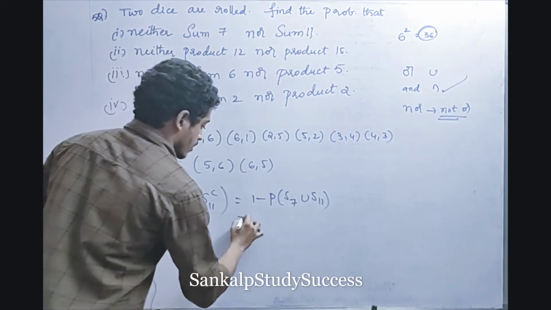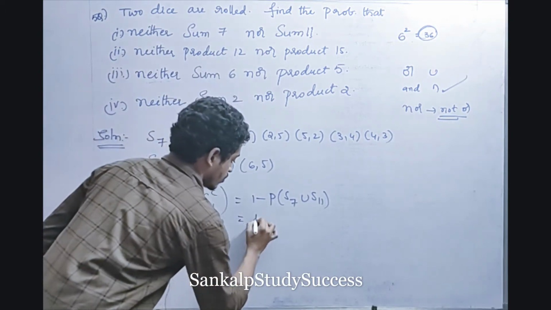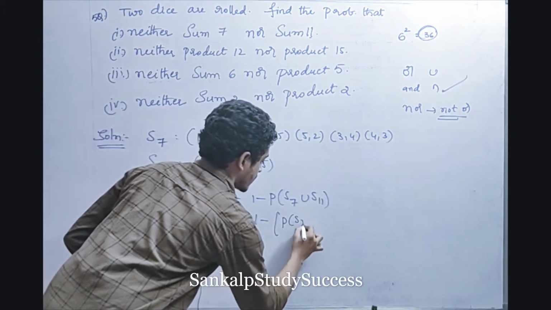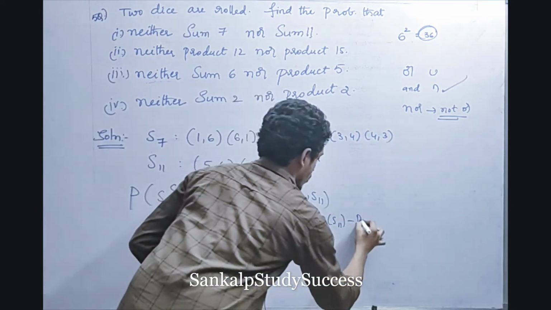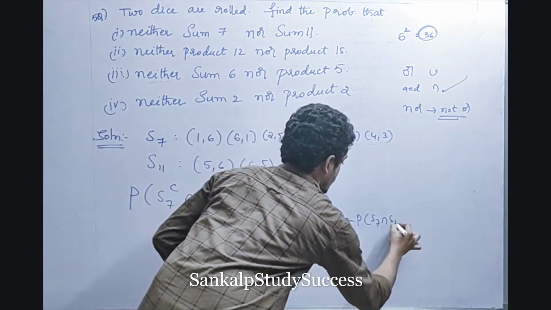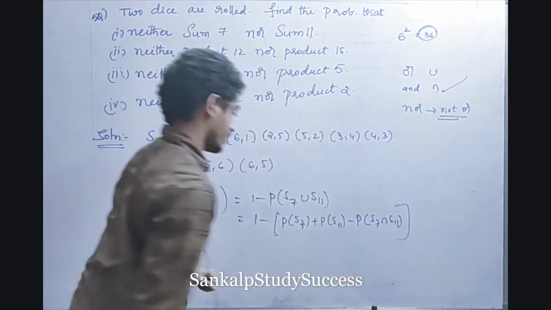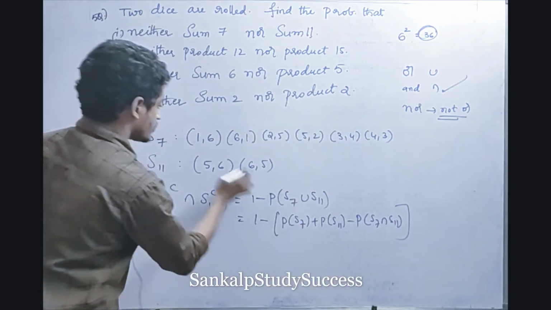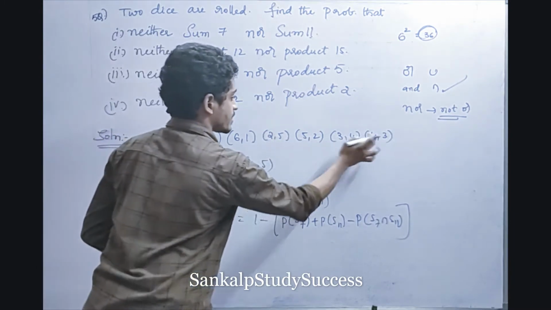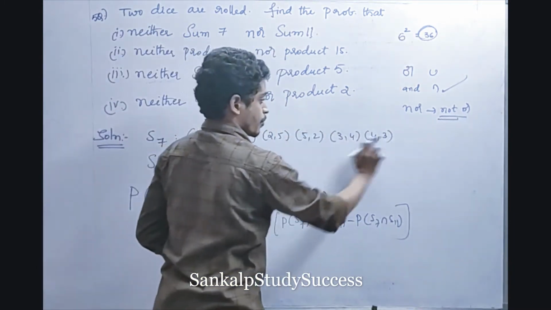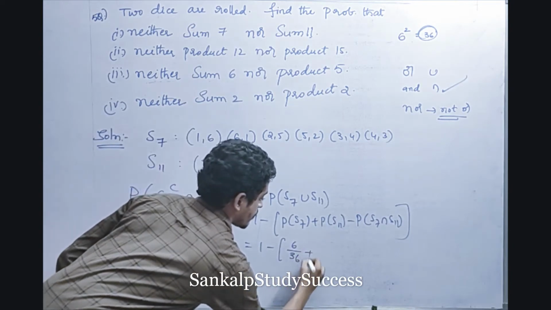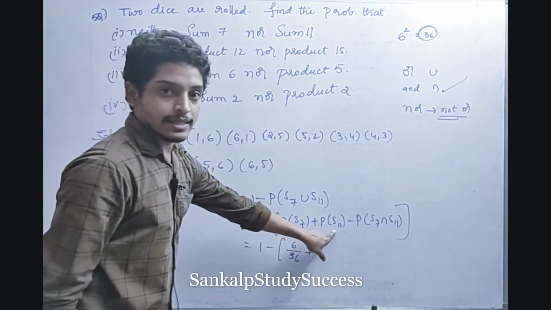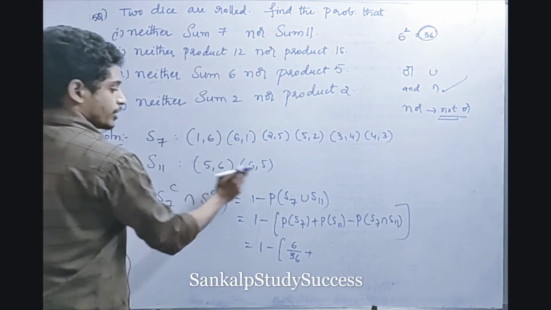In the sense, now we have to use the addition theorem here. 1 minus P of S7 plus P of S11 minus P of S7 intersection S11. Yes or no? Now, what is the probability of getting sum 7, friends? 1, 2, 3, 4, 5, 6. Out of 36, 6 possibilities are there. So 1 minus 6 by 36 plus, what is the probability of getting sum 11? Out of 36, we have only 2 possibilities.